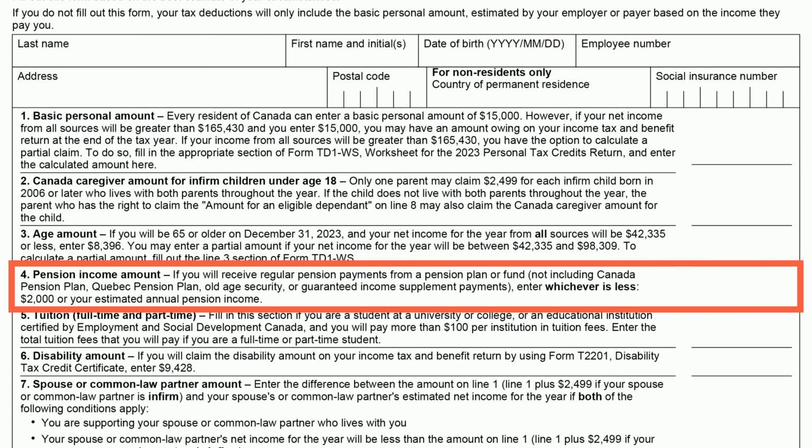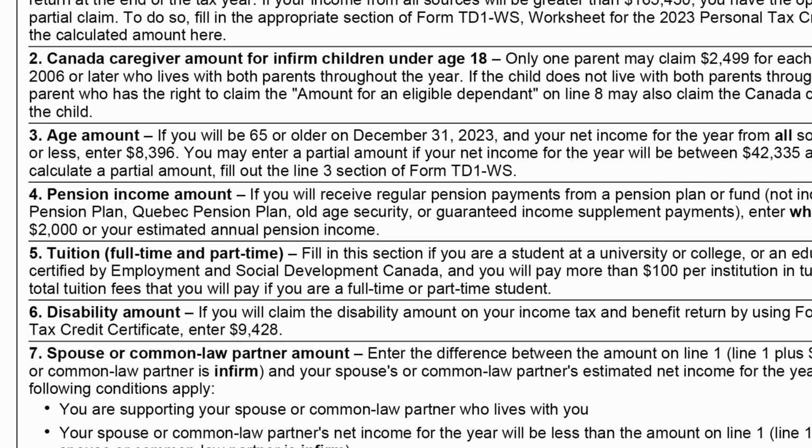If you receive pension income other than CPP, OAS, or the Guaranteed Income Supplement, you can claim a $2,000 amount on line 4. If your pension income is $2,000 or more, you'll enter $2,000 on this line. If your pension income is less than $2,000, enter that amount instead.